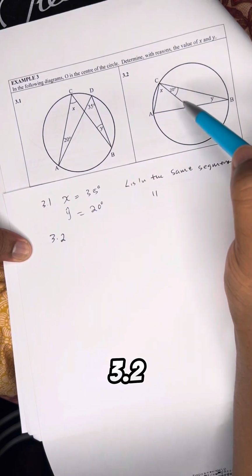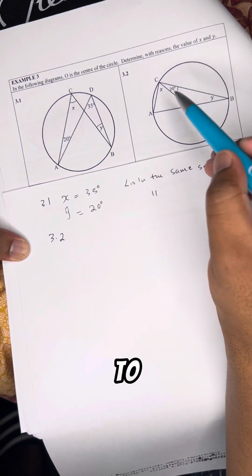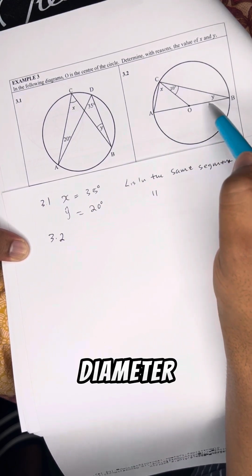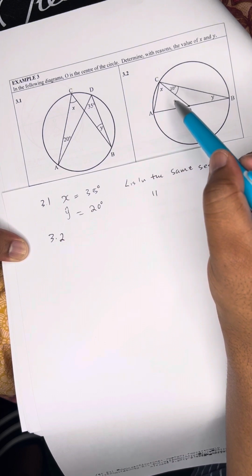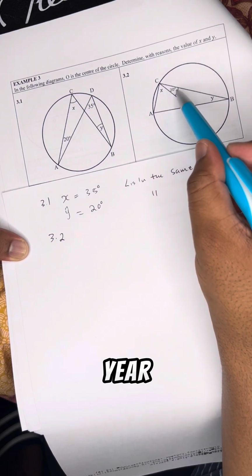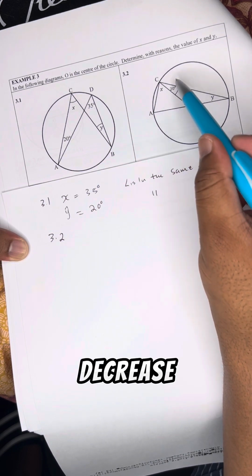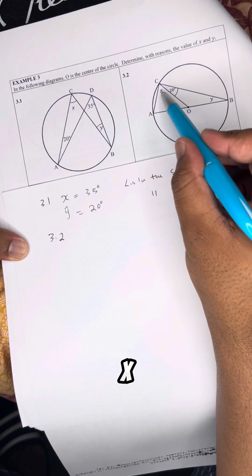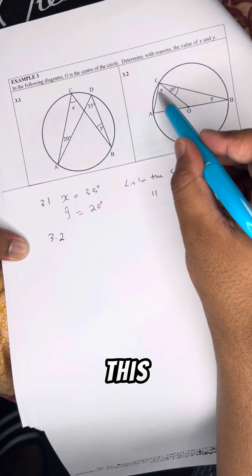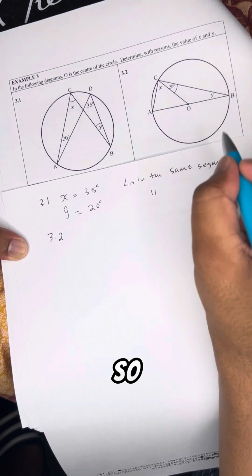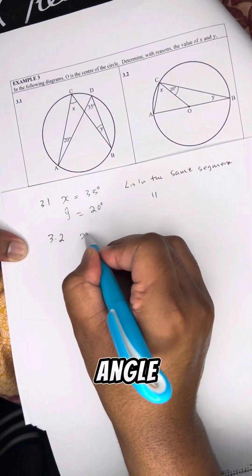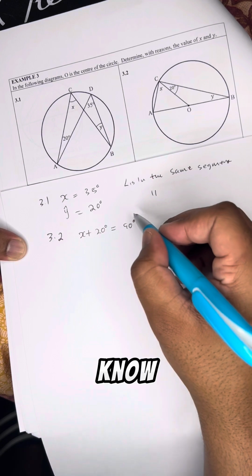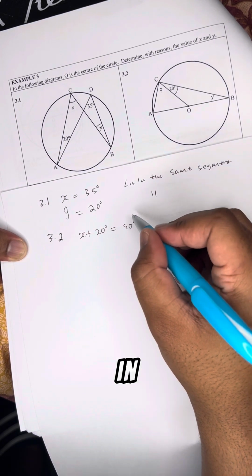So for 3.2, for us to calculate the values of x and y, you need to remember that the angle subtended at the circle by a diameter is a right angle. So in other words, this here will be 90 degrees. In order for us to find x, we'll just say x plus 20 equals 90, because this angle here is 90 degrees. The reason for this is that it's an angle in the semicircle.